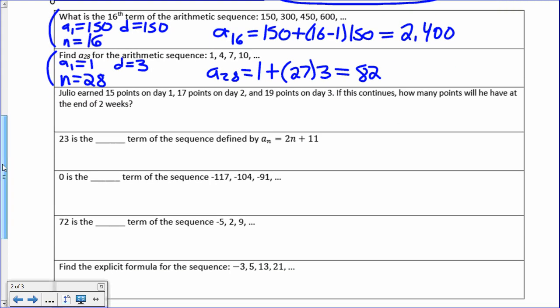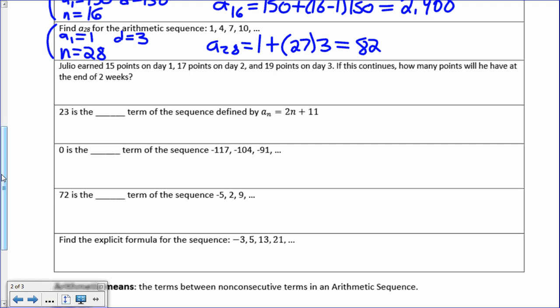Okay. Switching it up just a little bit so it's not so mundane, I have a word problem here. Julio earns 15 points on day 1, 17 points on day 2, 19 points on day 3. If this continues, as we're seeing in this pattern, how many points will he have at the end of 2 weeks? How would I approach this? First you would look for your A sub 1, which would be 15. A sub 1 represents the first term, the first number we have in this pattern. And 2 weeks is 14 days.